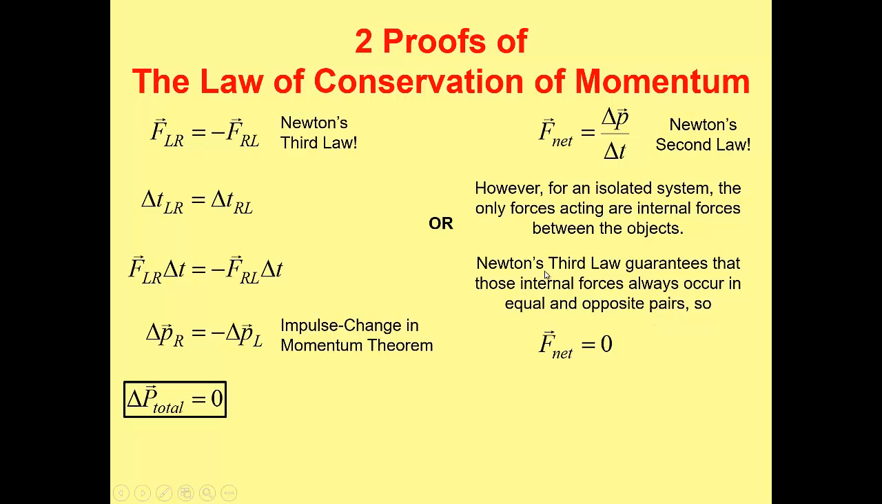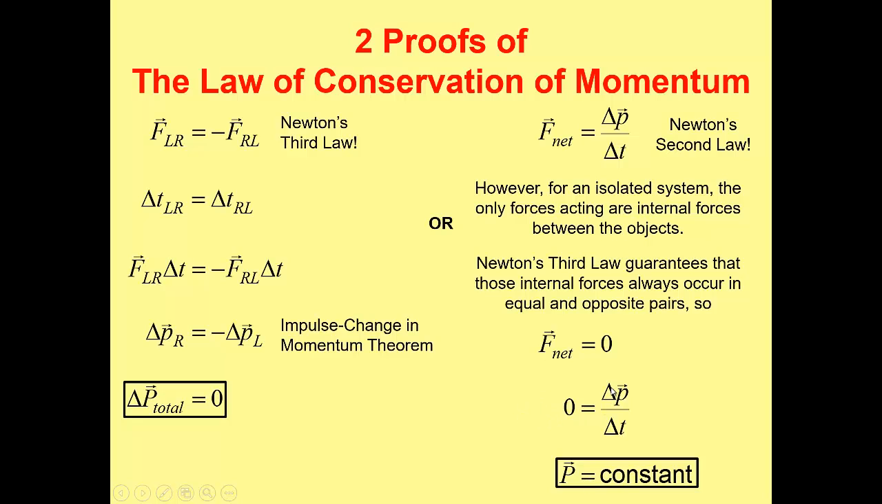Notice, they don't cancel each other out on a particular object, right? One of those forces acts on the right object and changes the right object's momentum. One of them acts on the left object and changes the left object's momentum, right? But in total, in a system, we have to add them all up. And if the net force is 0, that means the rate of change of momentum is 0. And the only way for the rate of change of momentum to be 0 is if the momentum itself is constant. Okay? Which is what the law of conservation of momentum says.